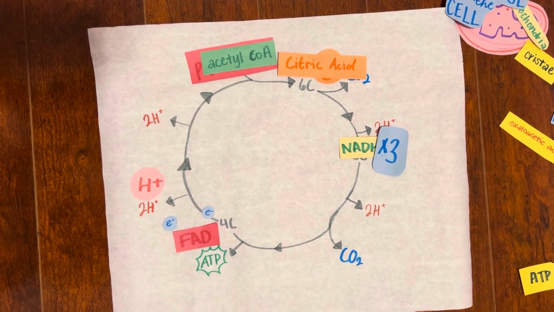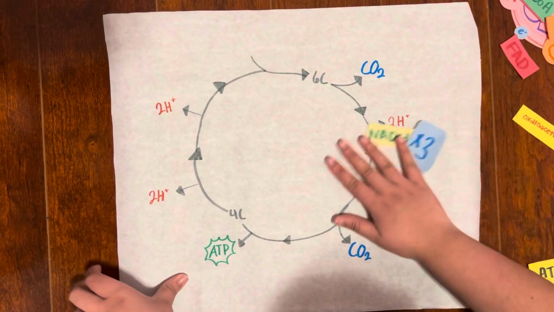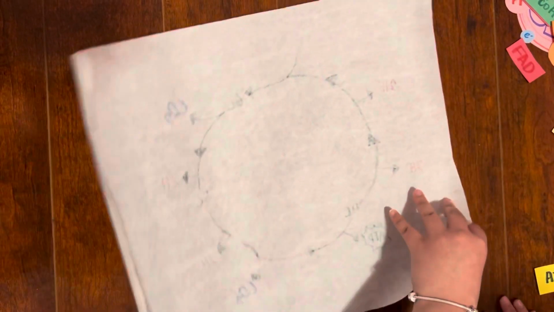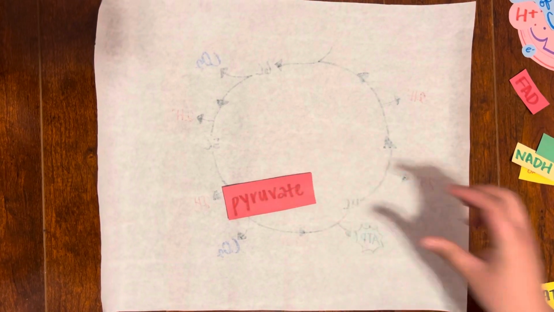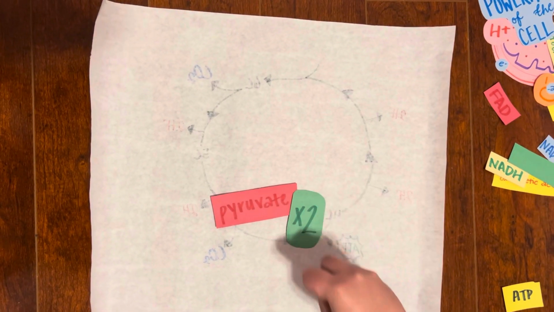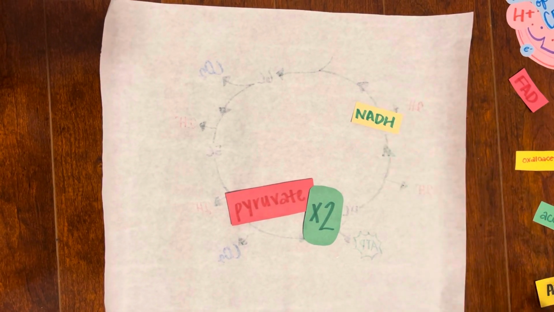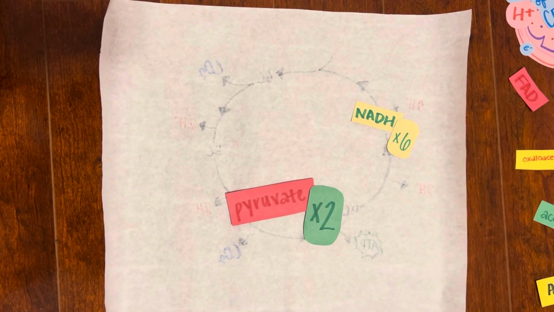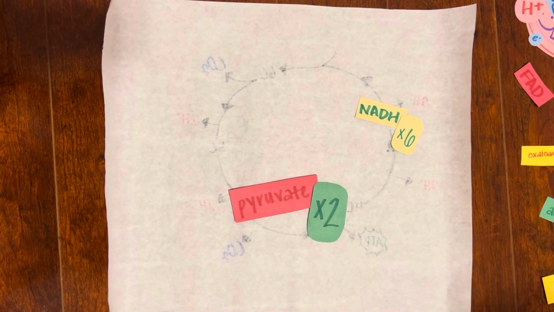And just to recap everything, glucose breaks down into 2 pyruvates, 6 NADHs and 2 FADH2s.